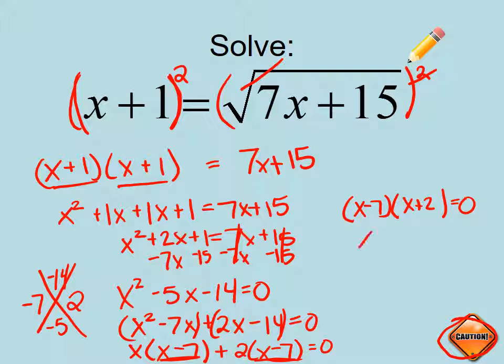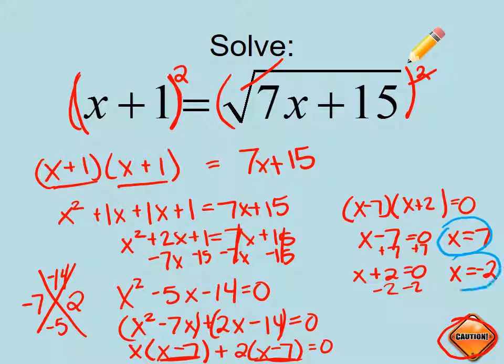Now I have the option to set each factor equal to 0. Therefore, x equals 7. I add 7 to both sides. And x equals negative 2. I have two solutions that I need to check and see if they are true.